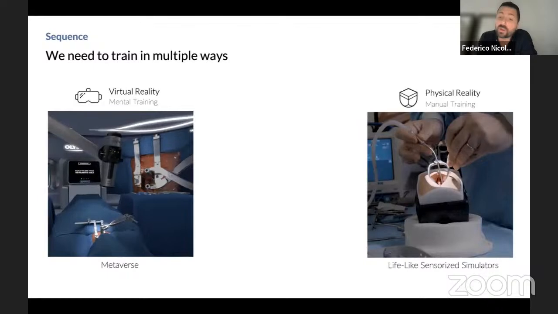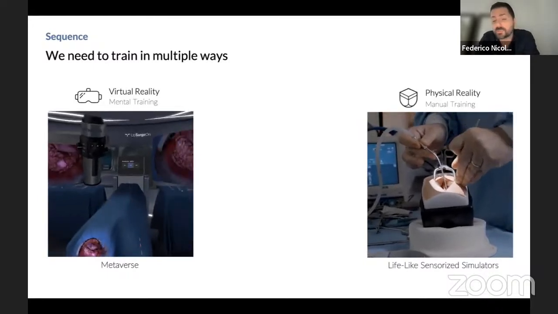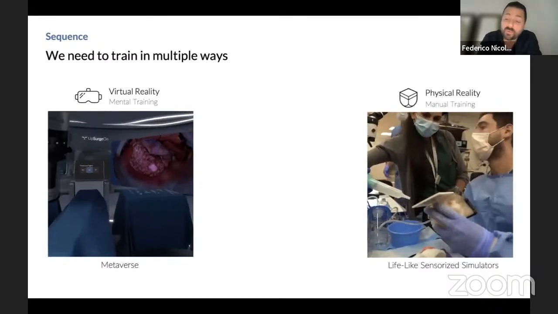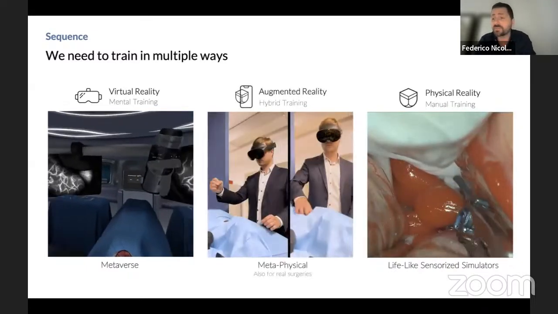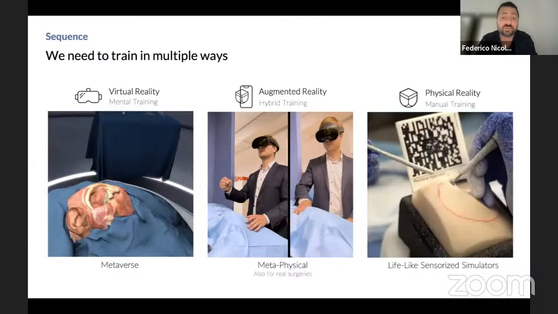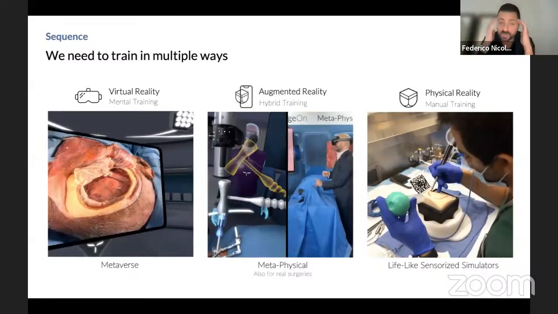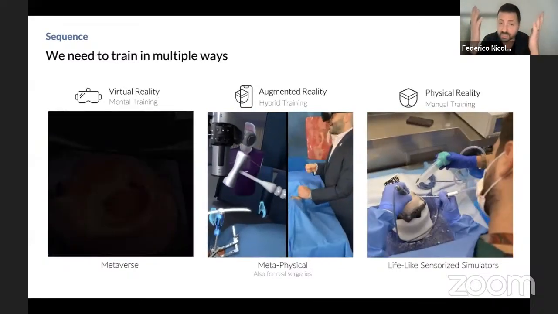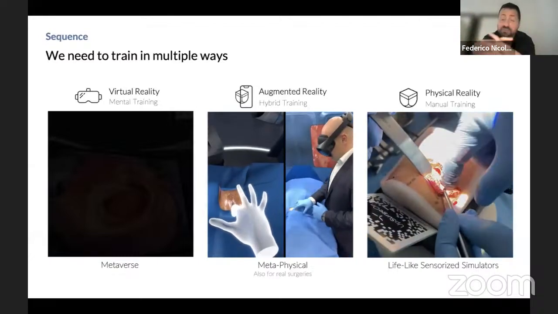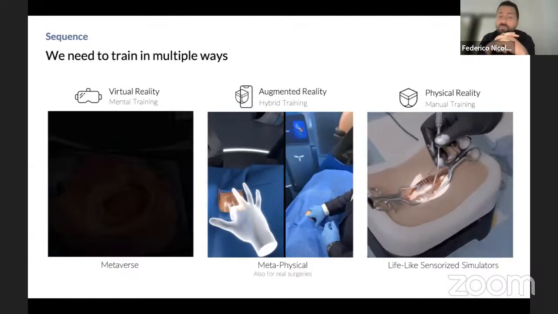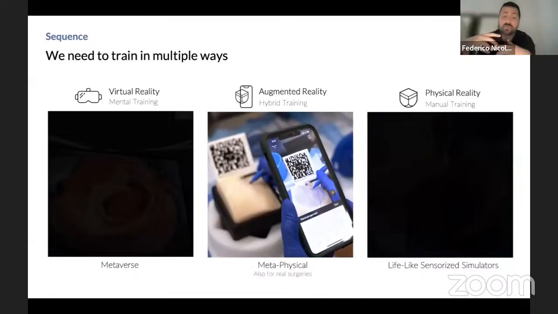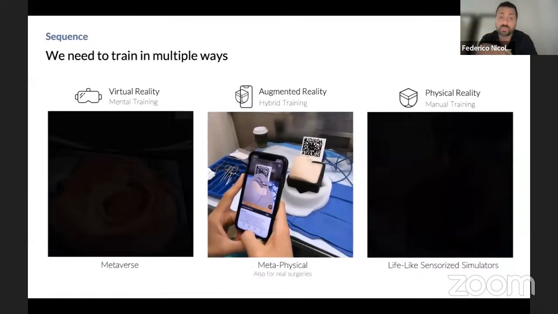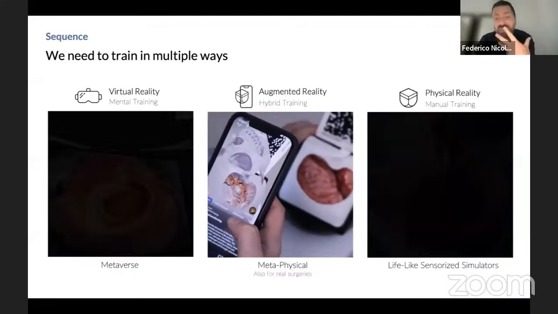Then we need the manual. We need to go through the real experience, through the real errors on the physical tissue. And in the middle, there is the metaphysical, meaning that we are mixing realities because we need mental, but also psychomotor skill education. So we need to experiment. And sometimes this is difficult because we need to be there somehow. So we use virtual reality to see, and we use physical reality to touch. We need to cover all the senses. So this is the advantage.